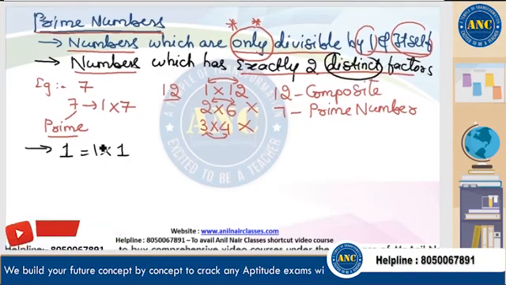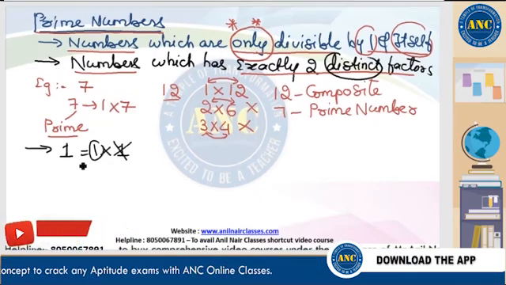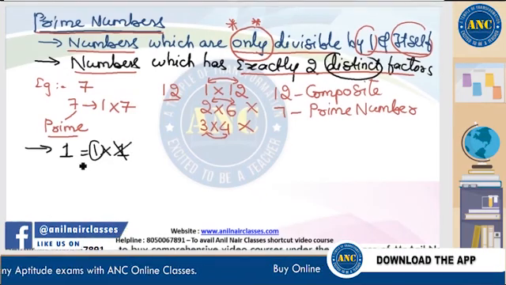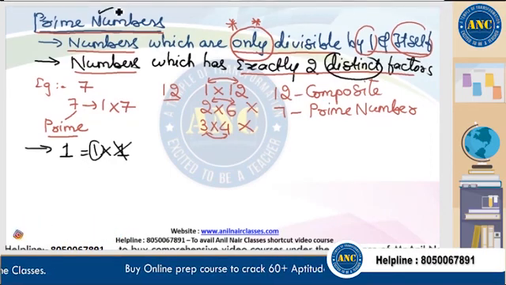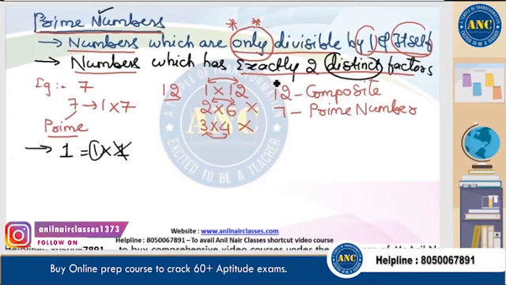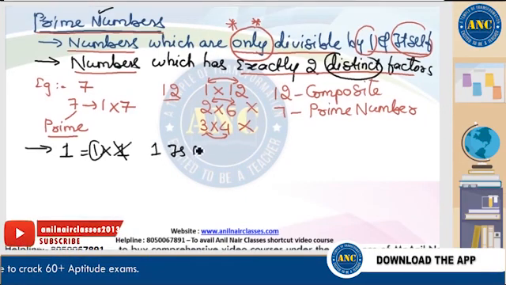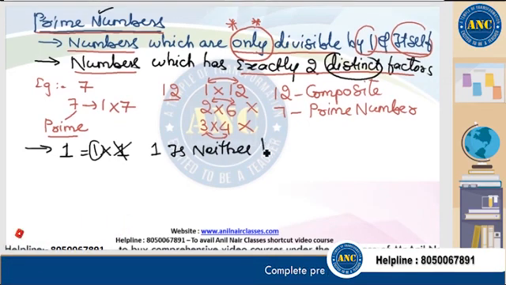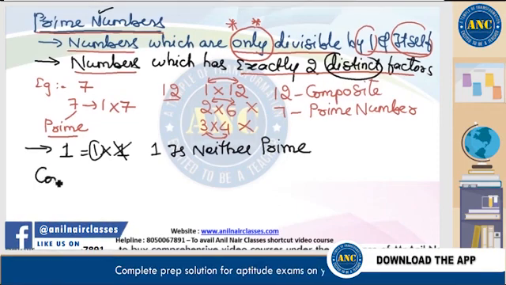So 1 has only one distinct factor. A prime number, by definition, should have exactly two distinct factors. So the conclusion is 1 is not a prime number.